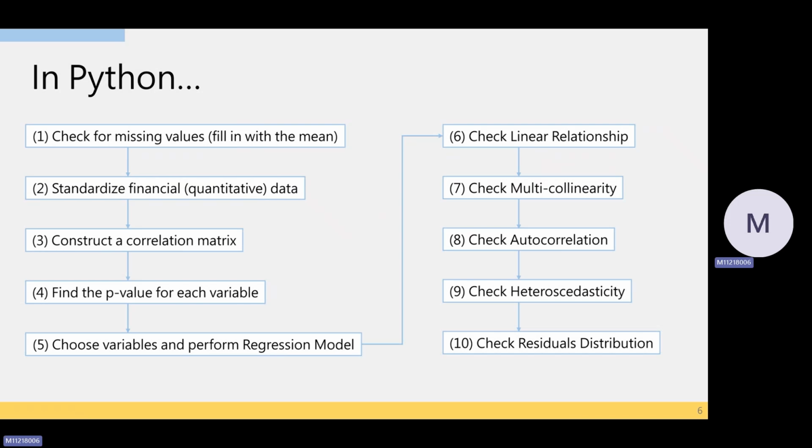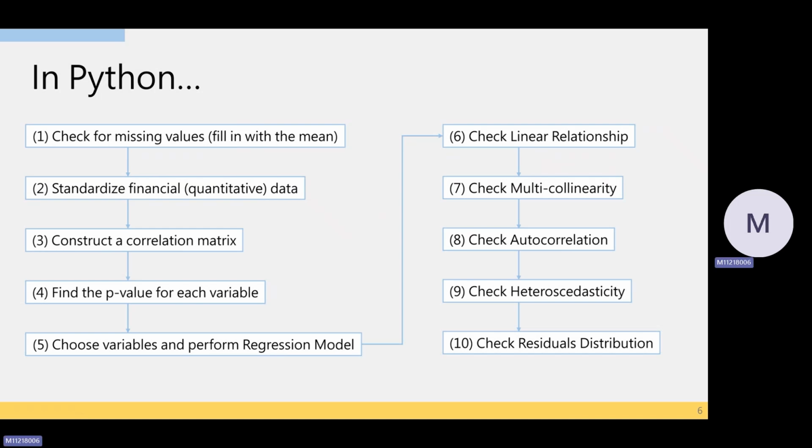Step 6 is to check linear relationship. We need to ensure that there is a linear relationship between the independent and dependent variables, which is a key assumption of regression analysis. And step 7 is to check multicollinearity. We will use the correlation matrix and variance inflation factor VIF to detect multicollinearity. High multicollinearity can distort the results of the regression analysis. And step 8 is to check autocorrelation. We need to ensure that residuals from the regression model are not correlated with each other, as this can invalidate the model's assumptions.